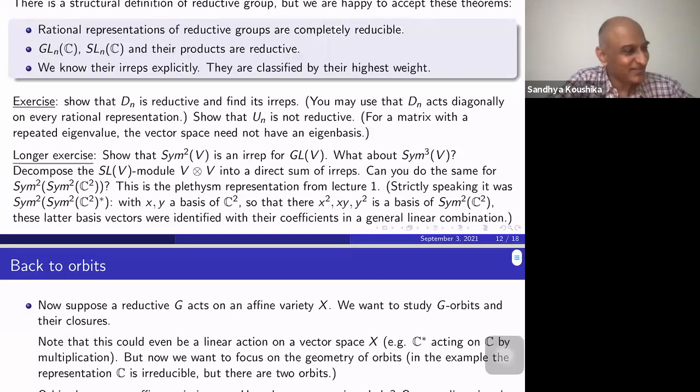Nonetheless, we went to all of this trouble to talk about representation. So my claim is that even if we care about, in our study of orbits and studying their closures, which orbits lie in the closure of which other orbits, we will be able to linearize the problem and then approach it using representation theory, right? So let's see some indication of how that might be.